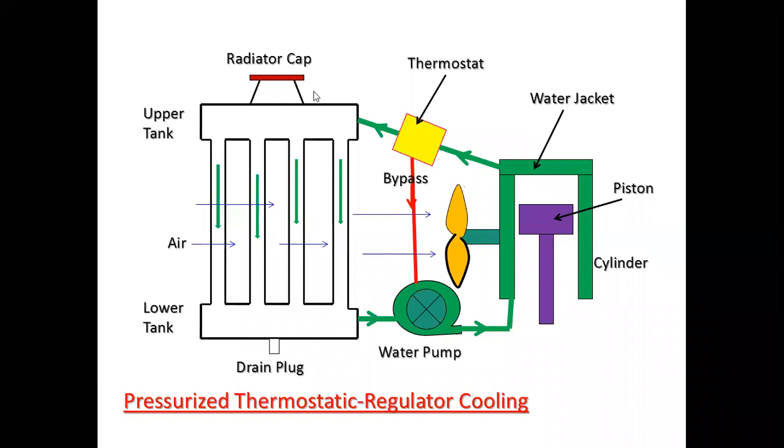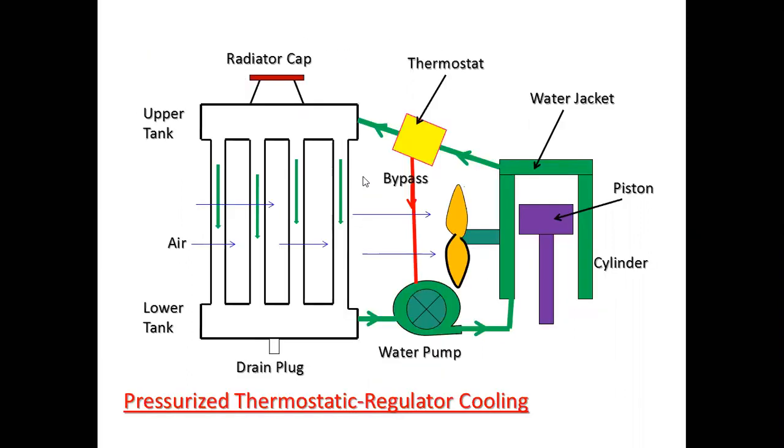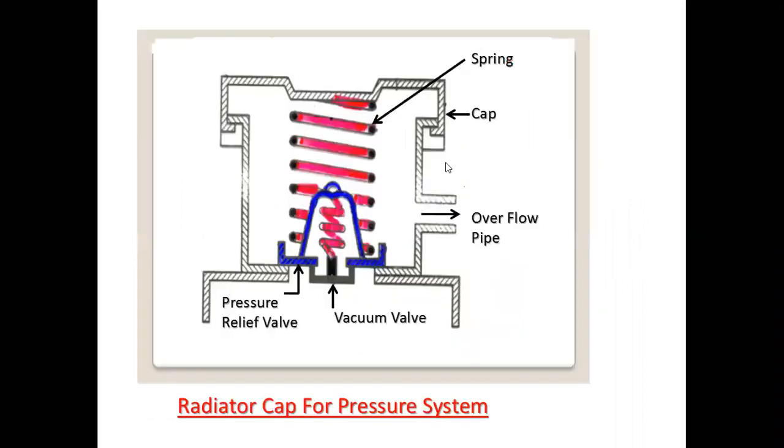Okay, so basically some arrangement is provided in a radiator for the proper working of this particular system. In case of a pressurized system, you generally pressurize the fluid in order to have a higher efficiency. That is the basic difference between the regular forced circulation system and the pressurized system.